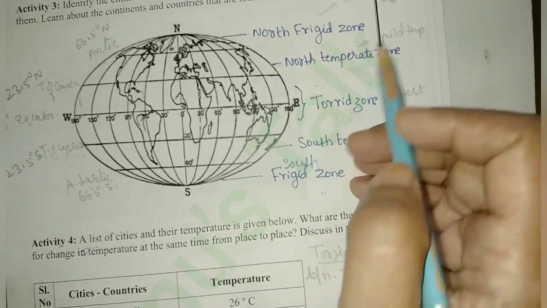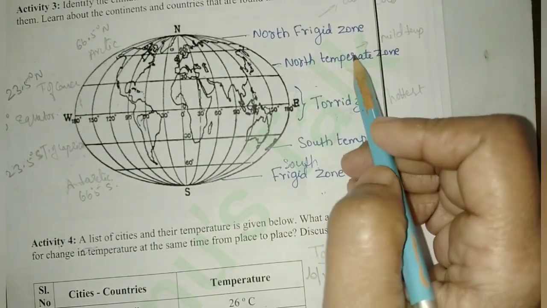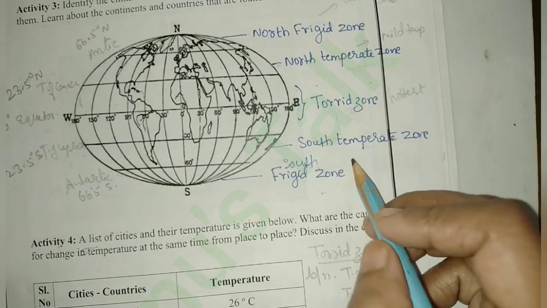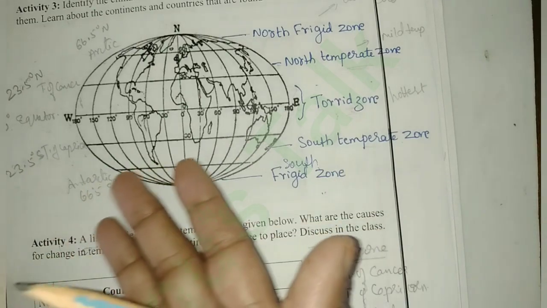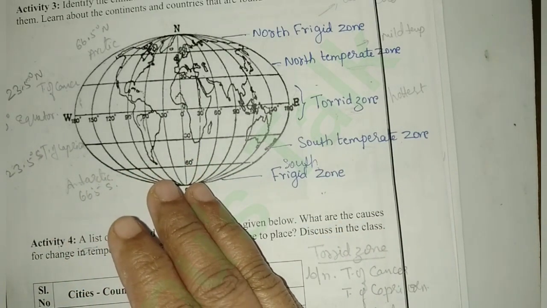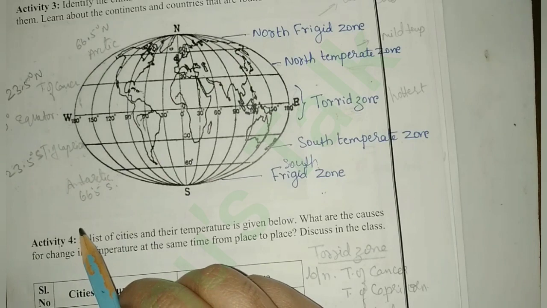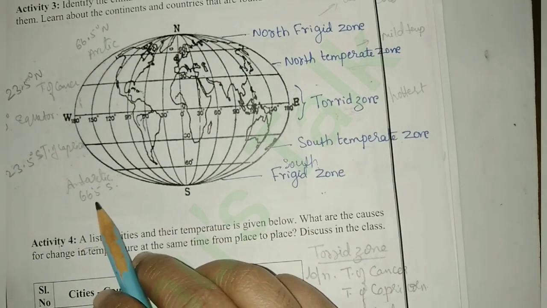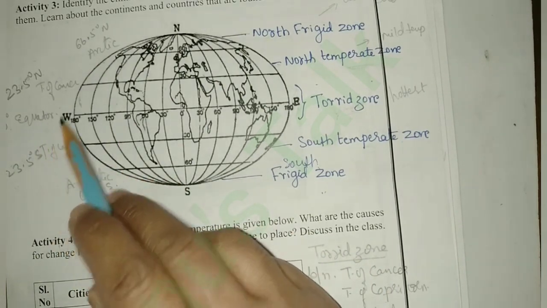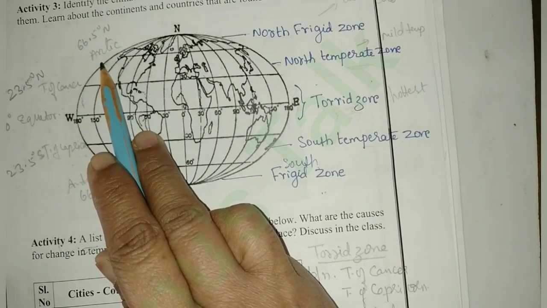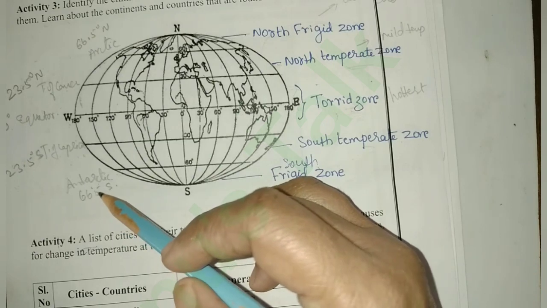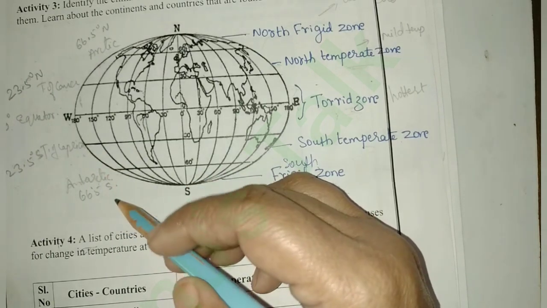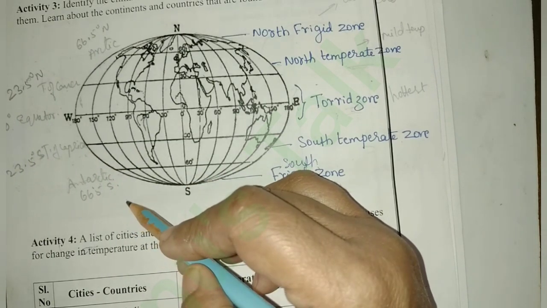Next we have the temperate zones, north temperate zone and south temperate zone. Here we can say the temperature is neither very hot nor cold, and this region lies between Tropic of Cancer and Arctic Circle. Fine. And this is Tropic of Capricorn to Antarctic Circle.